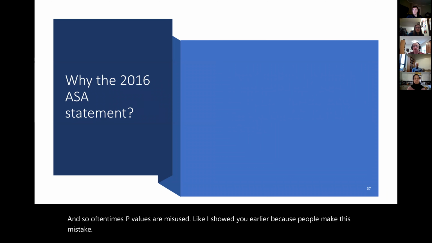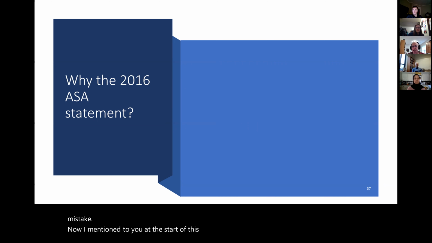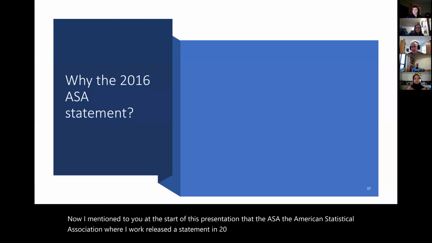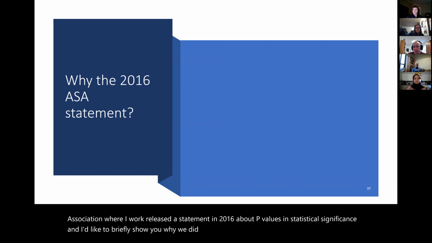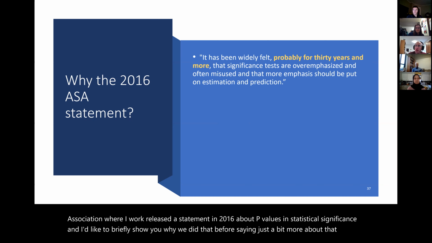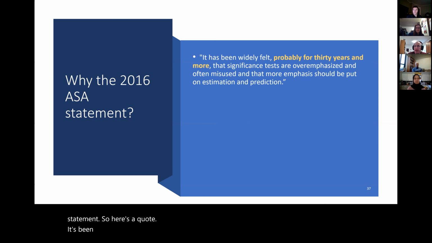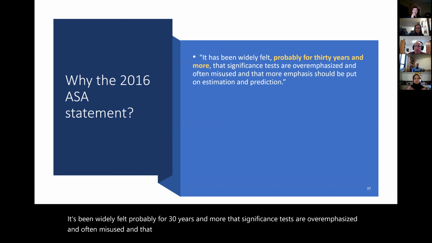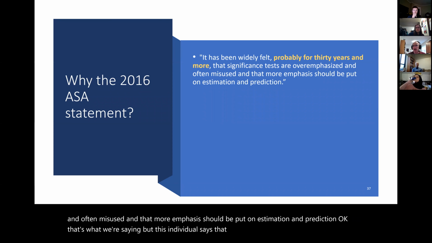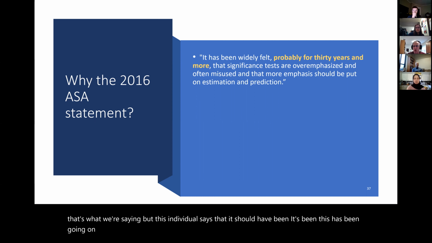Now, I mentioned to you at the start of this presentation that the ASA, the American Statistical Association, where I work, released a statement in 2016 about p-values and statistical significance. And I'd like to briefly show you why we did that before saying just a bit more about that statement. So here's a quote. It's been widely felt, probably for 30 years and more, that significance tests are overemphasized and often misused, and that more emphasis should be put on estimation and prediction. Okay, that's what we're saying, but this individual says that this has been going on for 30 years and more. And who said it and when was it said?